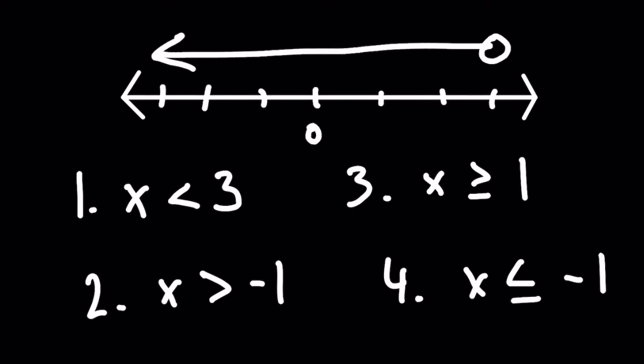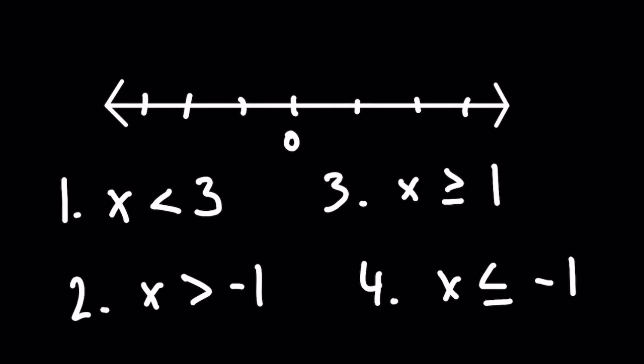Now I'm going to zoom through the next 3 examples. The next inequality I'm going to work on is x is greater than -1. So similarly as we did in the previous problem, find -1, open circle again because this inequality does not include -1. And since x is greater than -1, it could be 0 and above. So I draw an arrow going right.